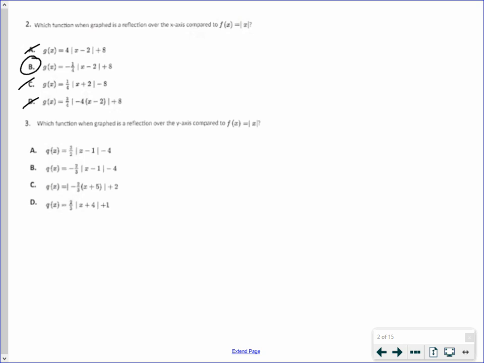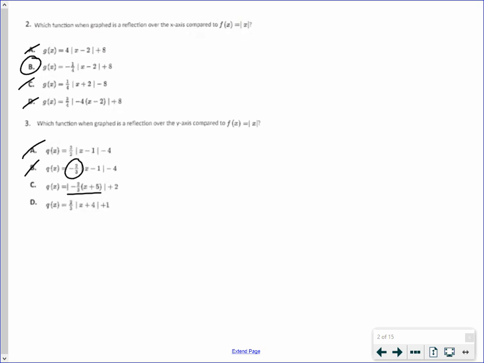For number 3, which function, when graphed, is a reflection over the y-axis compared to f of x equals the absolute value of x? In this case, we want our negative to be with the b value. A doesn't have any negative value, so that's wrong. B has a negative at the a value, so that's wrong. And C has a negative value at the b.